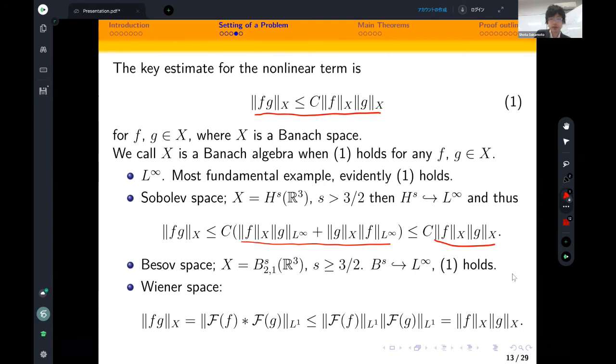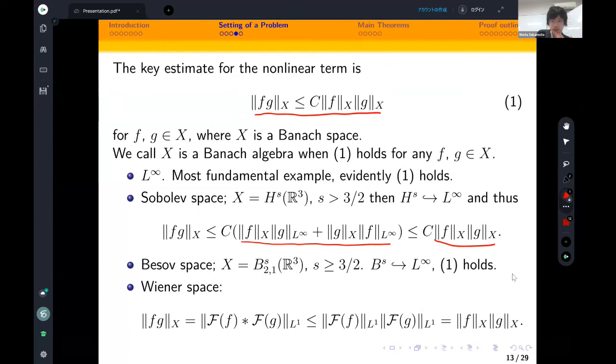Also, a Besov space satisfies this condition, and the good point of using a Besov space is that s can be taken as 3/2. s can be equal to 3/2, which wasn't possible for the Sobolev case. And in this case, Bs can also be embedded into L infinity, so condition 1 holds.